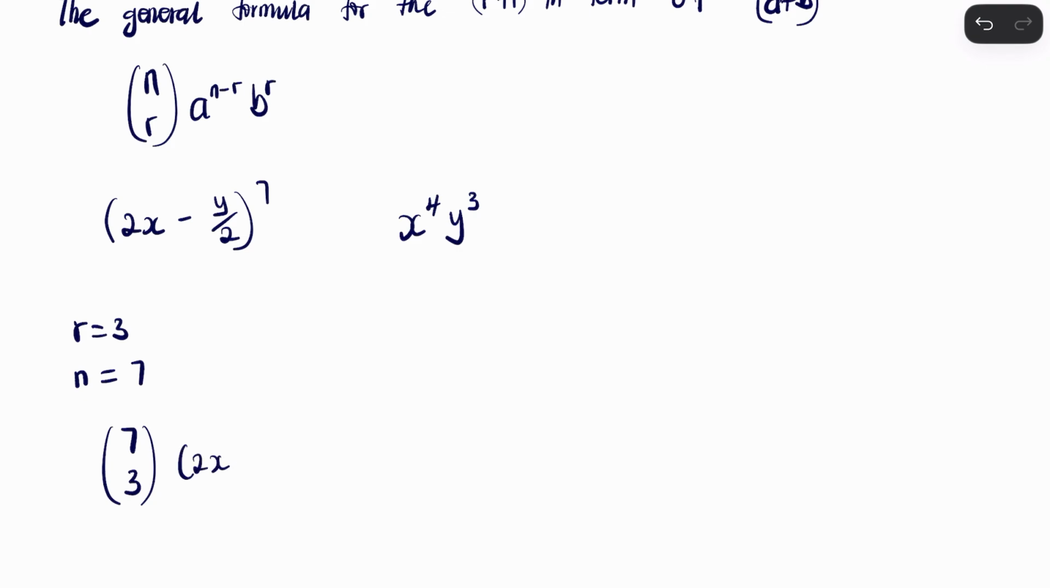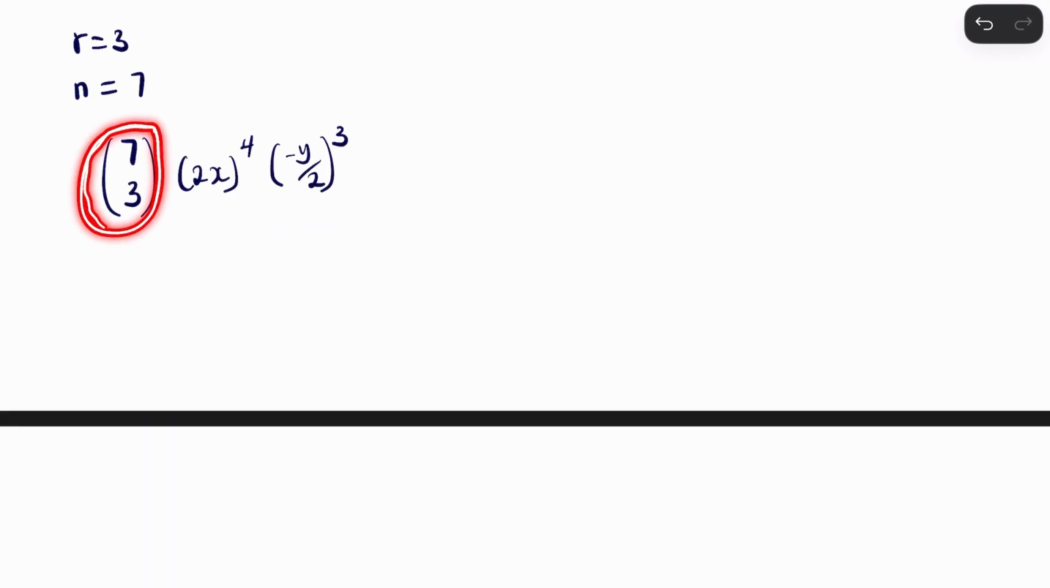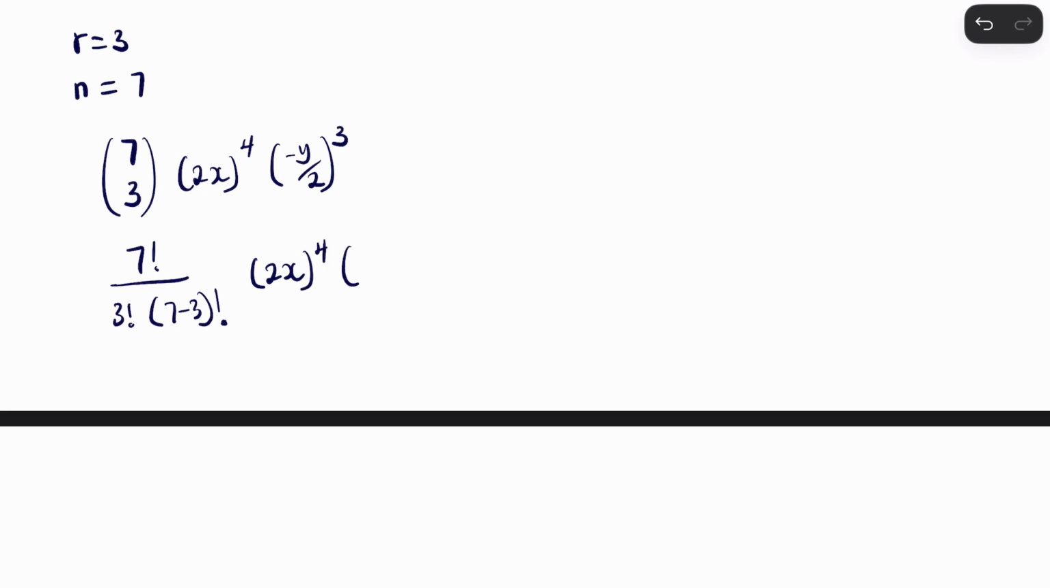So you're going to have 2x, 7 minus 3 is going to be 4, so that'll be 2x all exponent 4, and b is giving us minus y on 2. So that's going to be minus y on 2 all exponent 3. Then we now simplify, then we get our coefficients, right? Now for this guy here, we have 7 choose 3, right? So that's 7 factorial, then 3 factorial, then 7 minus 3 all factorial. Then we have 2x all exponent 4, then minus y on 2 all exponent 3.